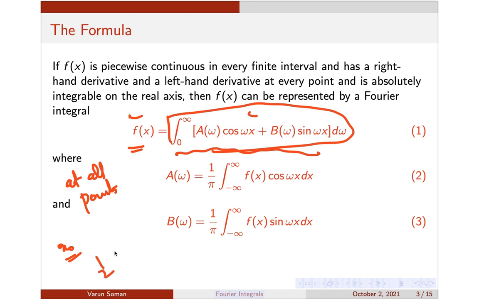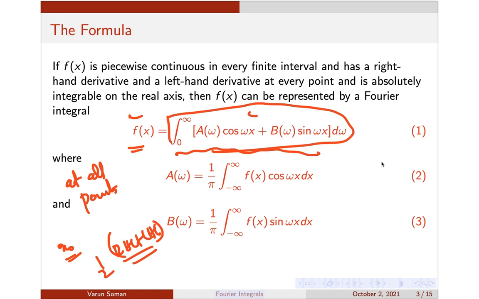So if it is a discontinuous point, there will be a left hand limit and a right hand limit, so it will be half of RHL plus LHL, just like your Fourier series. So at discontinuous points, this integral representation would be equal to half of the left hand limit at that point plus the right hand limit at that point. This is the same concept which is there in Fourier series also.